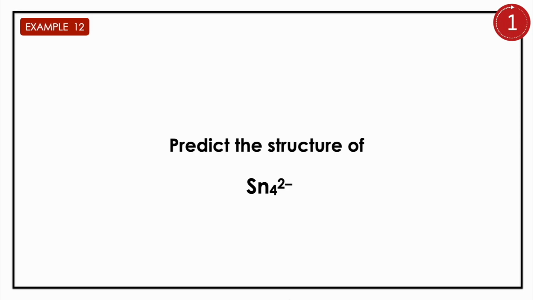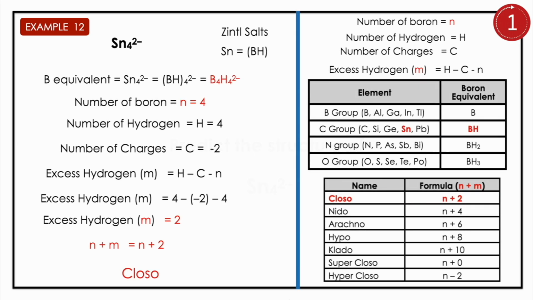Then the next example, here you have Sn4 2 minus, tin 4 times dianion. You should find the structure using Wade's rule. Here tin metal cluster is given, clearly a Zintl salt. We should find boron equivalent. Tin is in carbon group, so equivalent will be BH. So instead of tin, if you write BH, the formula becomes (BH)4 2 minus. If you rewrite it, it becomes B4H4 2 minus. The compound becomes simple boron, so we go by normal Wade's rule.